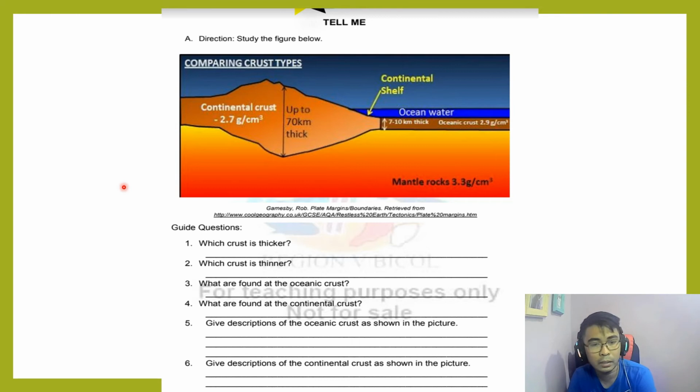Ano ba yung makikita natin sa oceanic crust? Anong characteristic ng mga rocks, for example? Number 4, what are found at the continental crust? Ano yung mga characteristic ng mga rocks na makikita natin sa continental crust? As mentioned in the video a while ago. Fifth, give descriptions of oceanic crust as shown in the figure. So, base sa picture na to, ano yung mga descriptions na pwede mong mailagay under oceanic crust? And last question, you are to give descriptions of the continental crust as shown in the picture.